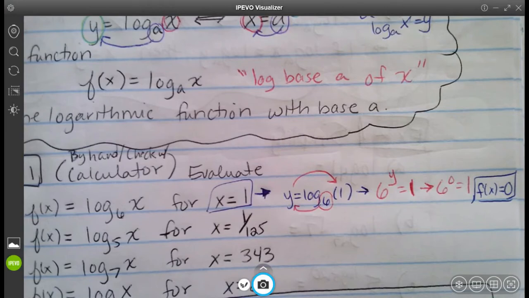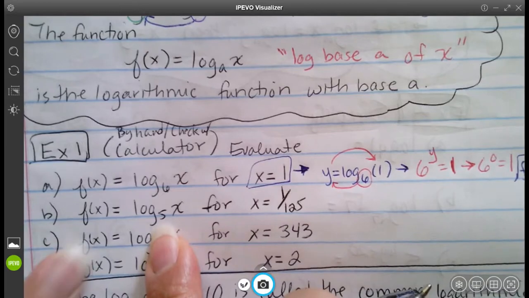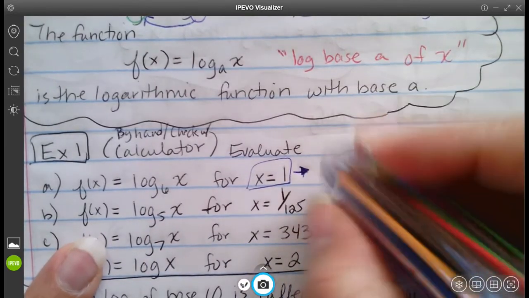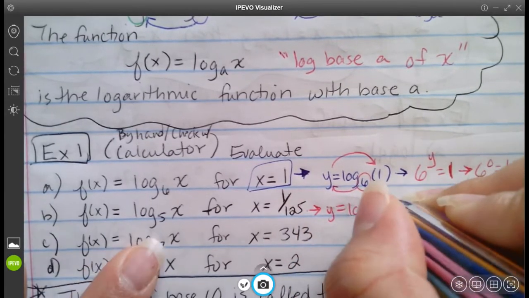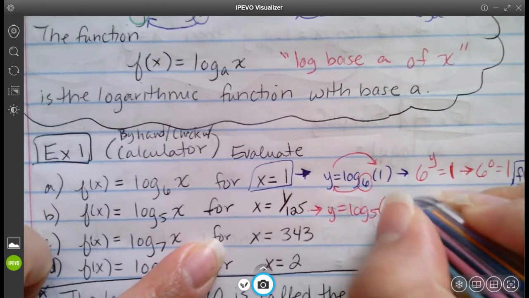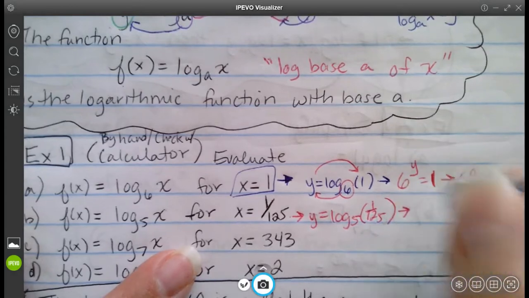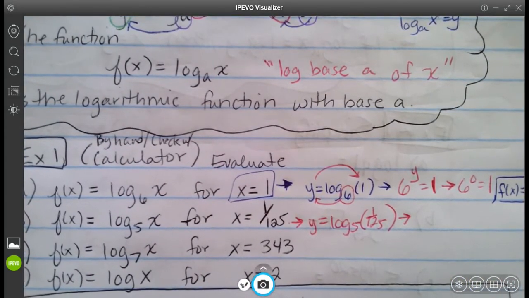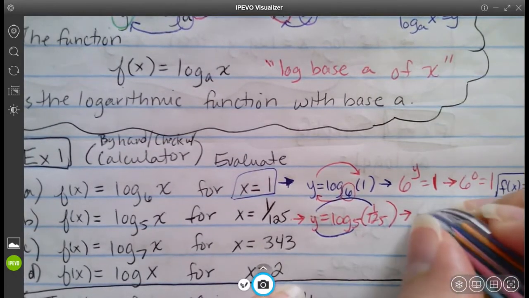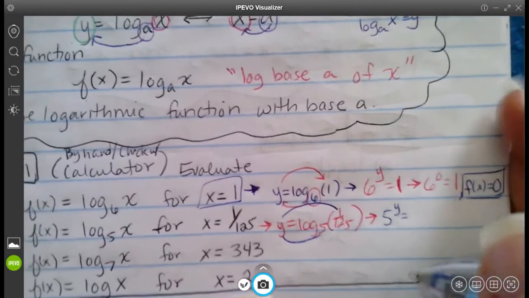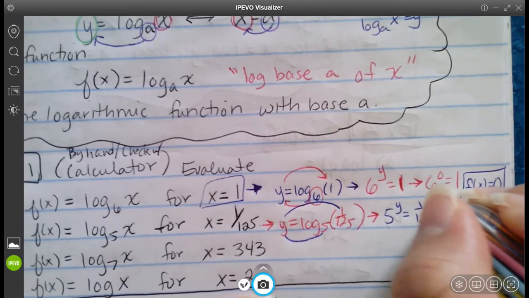So we're going to do the same thing. I'm going to go a little bit faster on this one. So now I'm looking at log base 5 of x, but x is 1 over 125, so we have y equals log base 5 of 1 over 125, okay? And if I rewrite that, let me use a darker color for the rewrite. If I rewrite this, it's going to be 5 to the y is equal to all this. So 5 to the power of y is equal to 1 over 125.